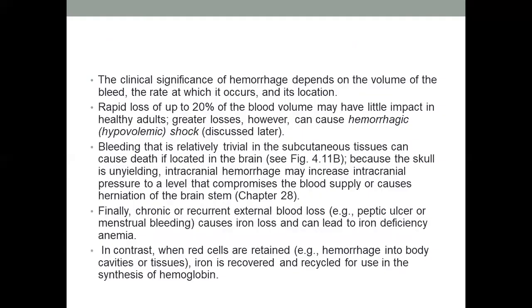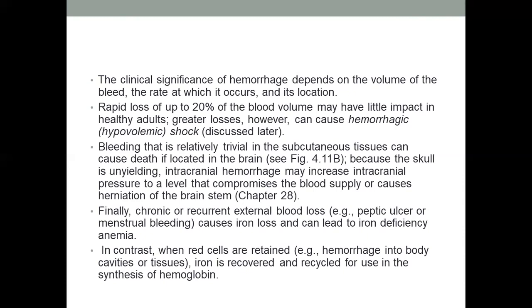Clinical significance of hemorrhage depends on the volume of blood lost, the rate at which it occurs, and its location. Rapid loss of up to 20% of the blood volume may have little impact in a healthy adult. Greater losses, however, can cause hemorrhagic hypovolemic shock. We will discuss this in the shock chapter. Bleeding that is relatively trivial in the subcutaneous tissue can cause death if located in the brain. Because the skull is unyielding, intracranial hemorrhage may increase intracranial pressure to a level that compromises the blood supply or causes herniation of the brainstem.